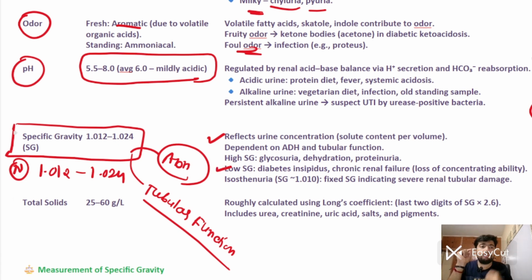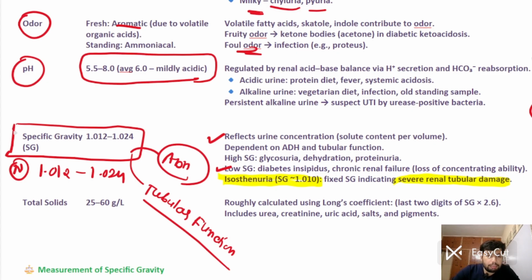Important point, low specific gravity. Low specific gravity of the urine means the volume of urine is very high, the water content is very high, and the solute concentration is low. That is seen in diabetes insipidus and chronic renal failure, because, as I have already told you, specific gravity depends on tubular function. In chronic renal failure, tubular function is not happening, so there is a loss of concentrating ability of urine. This is isosthenuria. Your specific gravity is fixed at 1.010, and this fixed specific gravity indicates severe renal tubular damage. You will be asked this in your viva.